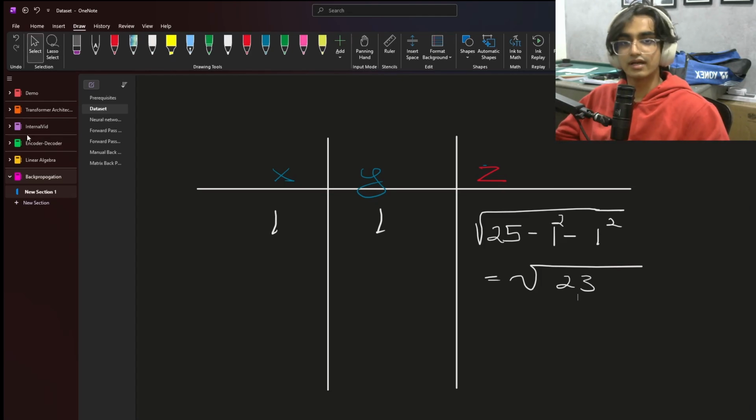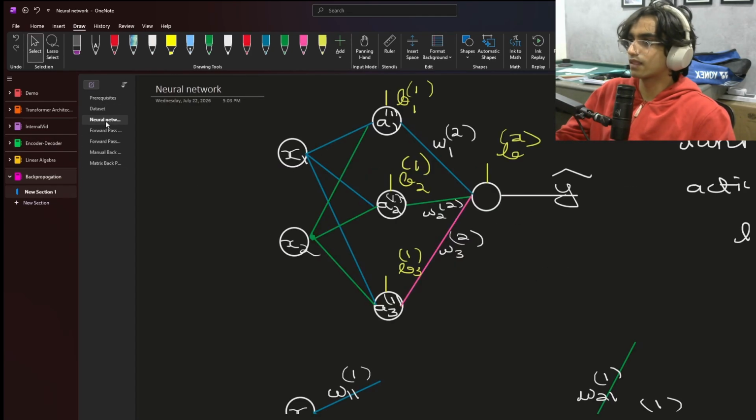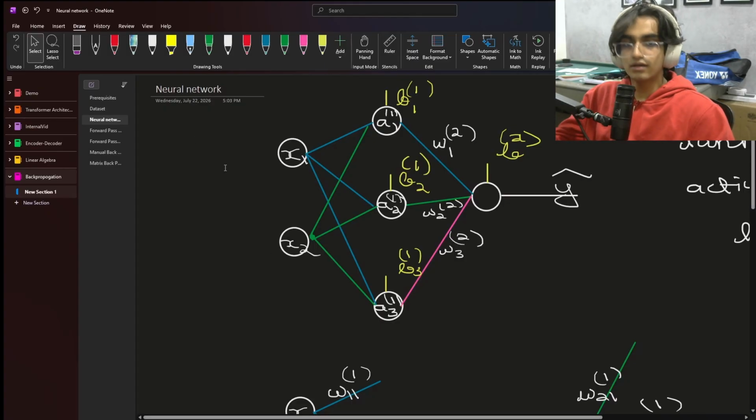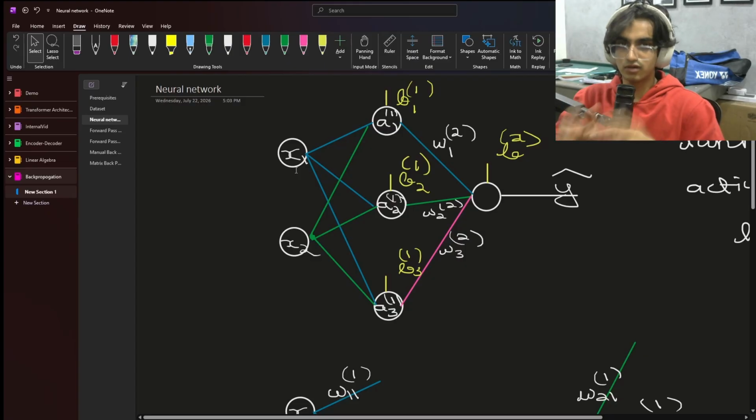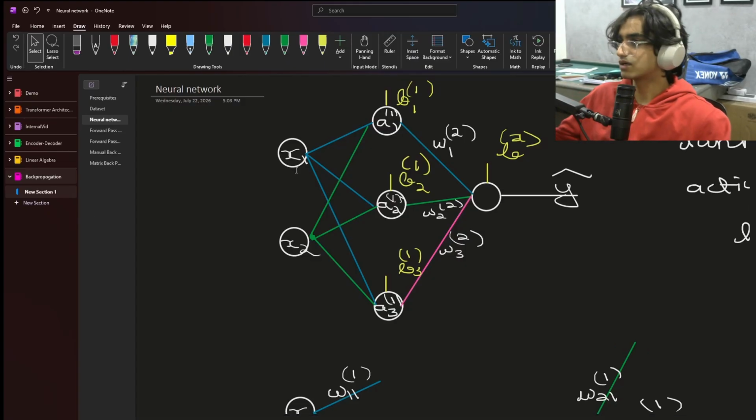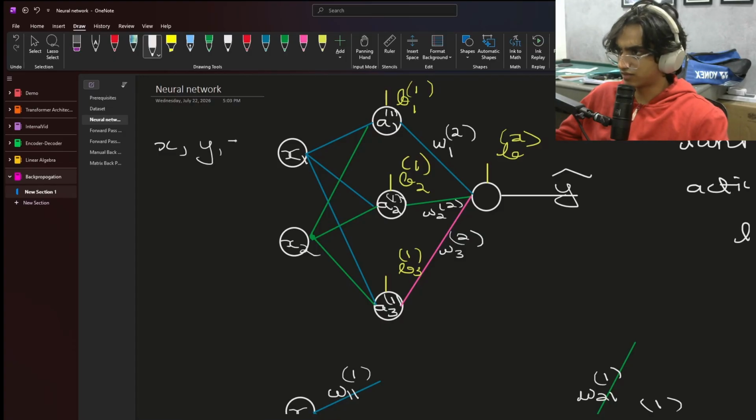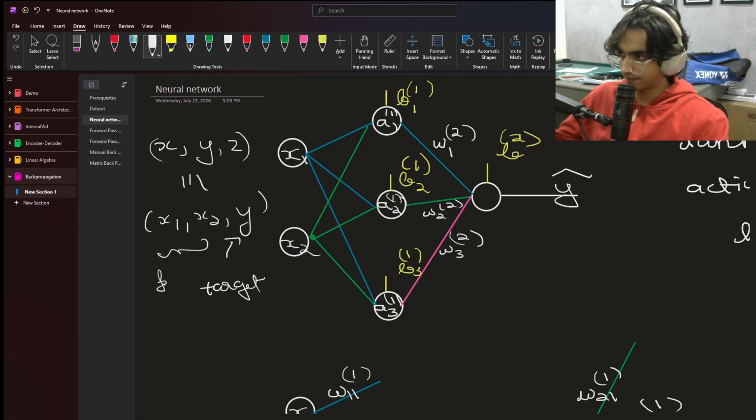Now let's move on to the neural network architecture. Now here is the neural network. As we can see, instead of using x, y, and z, I'm going to transform this to be x1, x2, and y. So this is our target. These are our features. We've got x1 and x2.